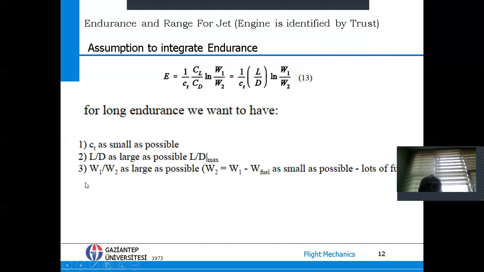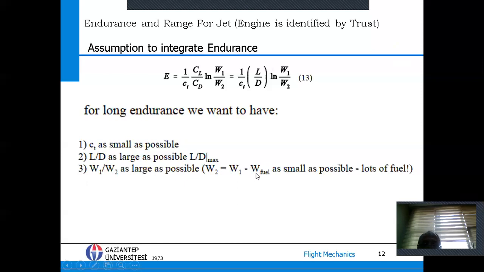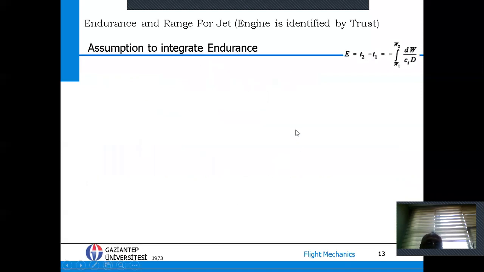Okay, so the third term here is the weight ratio, weight at the beginning to the weight at the end. This term should be as large as possible. So W2 equals W1 minus W fuel. Of course, to minimize W2 you need to have a very large amount of fuel, and in this case W2 becomes small and this ratio becomes big.